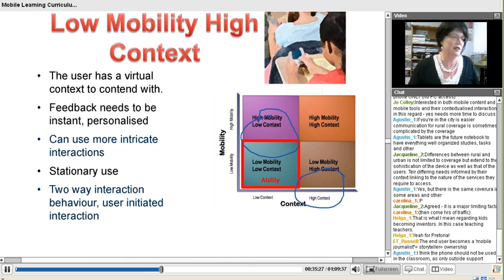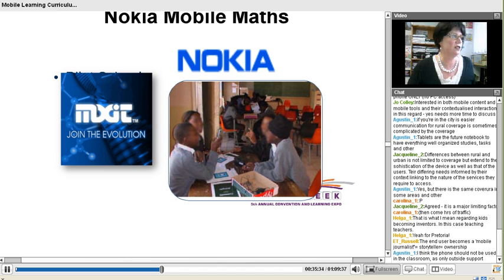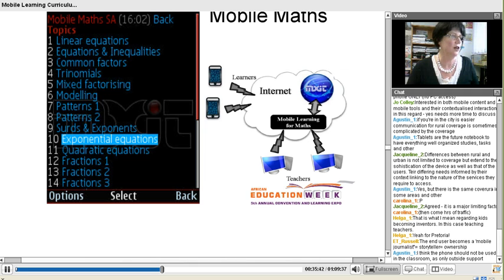You have two-way interaction, and they log onto a learning management system. An example of this is the Nokia MoMath system, where the children did math, and then their marks got sent to a learning management system, and the teacher could actually look it up. So here is some of the stuff on the mobile math: linear equations, common fractions, trinomials.